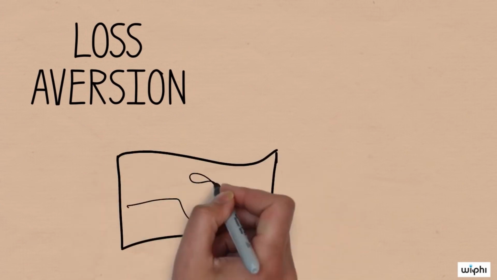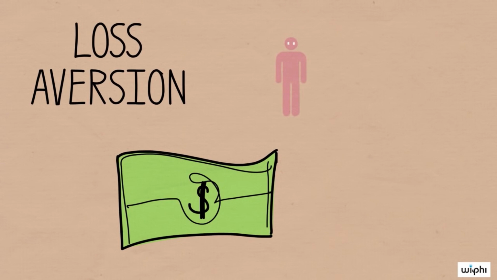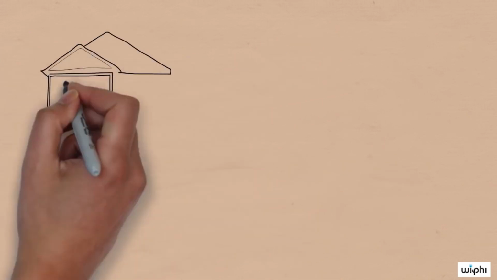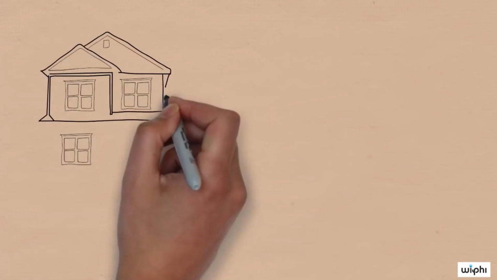Loss aversion is our reluctance to make choices that lead to losses. We don't like losing stuff, whether it's money or lives or even candy. We have an instinct to avoid potential losses at all costs. Economists have found that loss aversion causes us to do a bunch of irrational stuff.